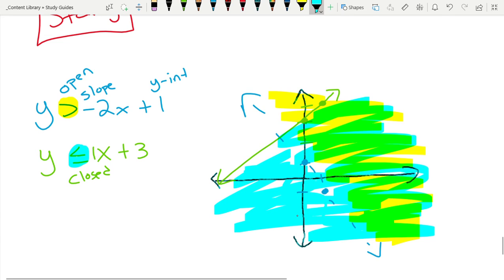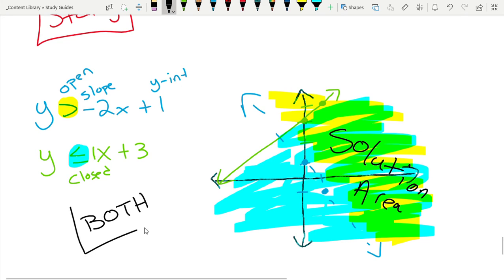So the question is, where are the answers? Well, the answers are in the double shaded. This is your solution area. Because if you pick a point from this section and you plug it into the inequalities, it will work in both of them. That's the key thing. It has to work in both.